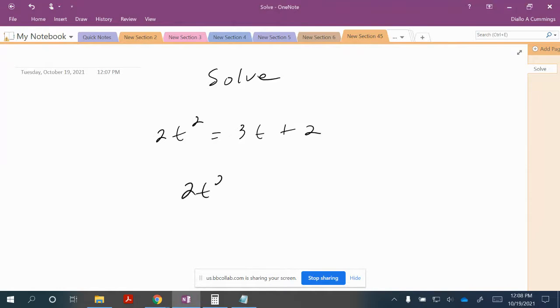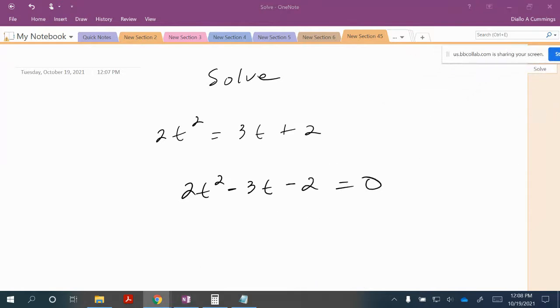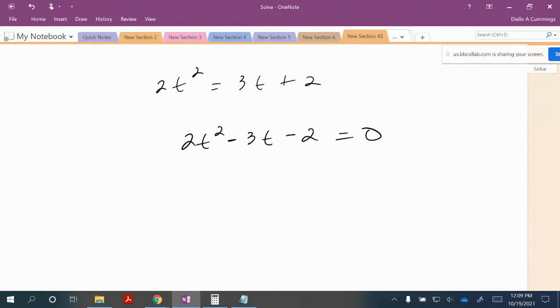So I'm going to subtract 3t from both sides as well as 2. Right? So we have 2t squared minus 3t minus 2 equal to 0. Now we're going to factor. And keep in mind that factoring is the reverse process of using our FOIL method. So I'm going to make 2 sets of parentheses.